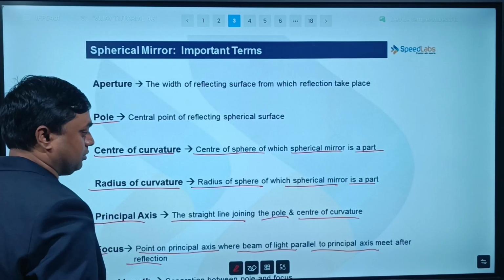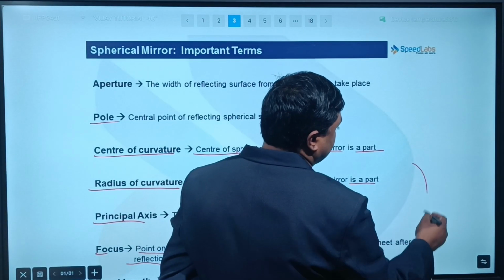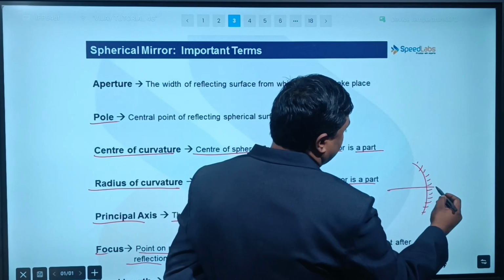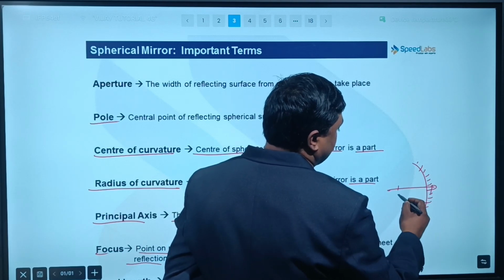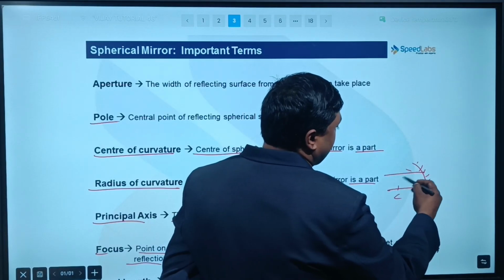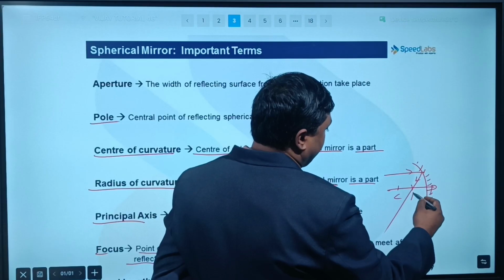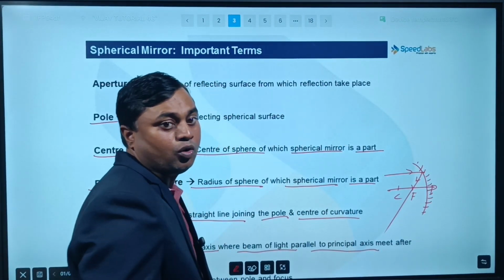Focus: the point on the principal axis where a beam of light parallel to the principal axis meets after reflection. Suppose this is a concave mirror, this is the pole, this is the principal axis, this is the center of curvature. If a ray of light is parallel to the principal axis, after reflection it will meet at a point. That point is called the focus in the case of a concave mirror.